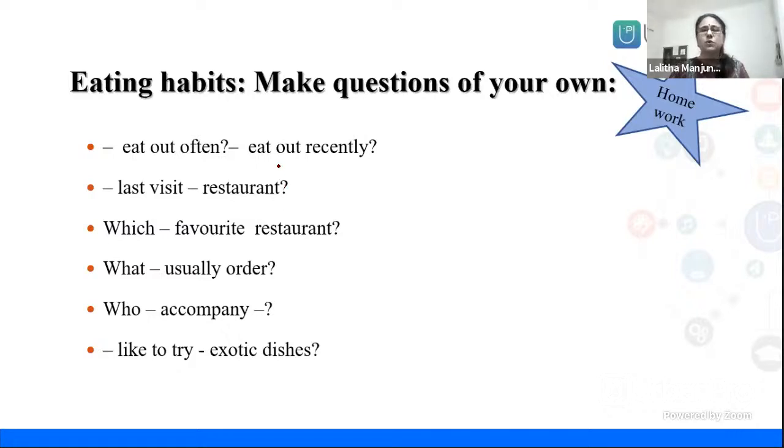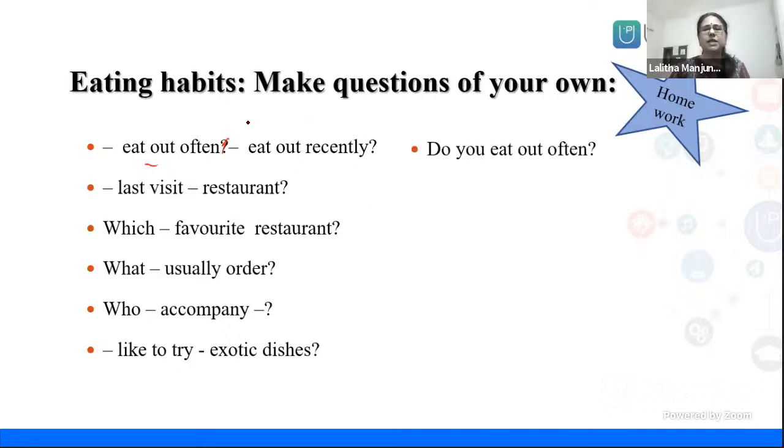Okay. So let's take one topic, eating habits. How will you make questions of your own? So I have given you some clues here. Wherever there are missing words, I've put a dash. Okay. So you will actually make questions. For example, I'll just show you for this one. Do you eat out often? This is a yes, no question. Okay. So it can be, do you eat out often?